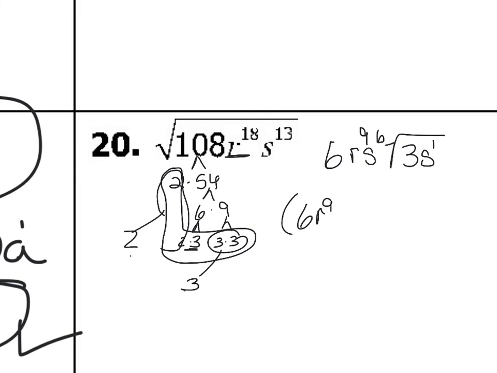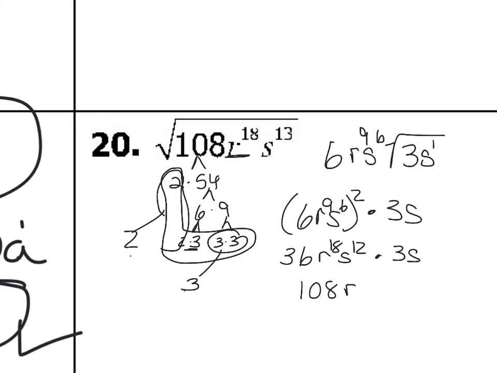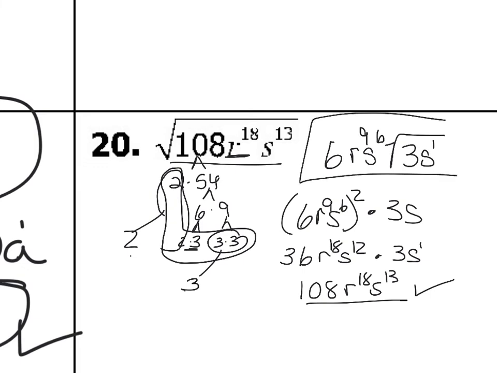6r to the 9, s to the 6, squared, times 3s. So this is 36 r to the 18, s to the 12, times 3s. So 36 times 3 is 108. And r, there's only that one, 18. And s, 12 plus 1 is 13. So that matches this. So that means our answer is correct. So this answer is good. Okay.